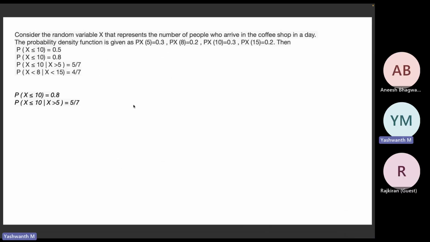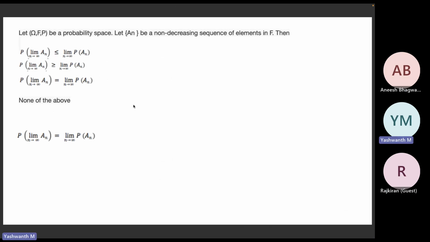Okay, so this is a very standard thing. Let omega, F, P be a probability space. Let An be a non-decreasing sequence of elements in F. Basically, elements in F are sets, subsets of omega that are present in F, and non-decreasing means they are monotonically increasing. Anyway, non-decreasing and monotonically increasing are the same thing. Then which of the following is true?